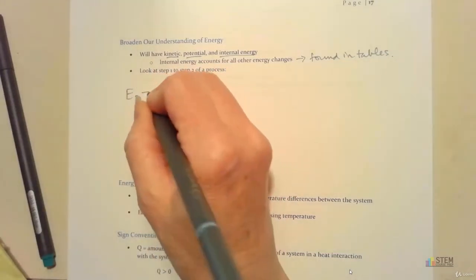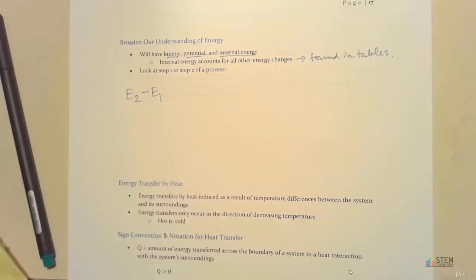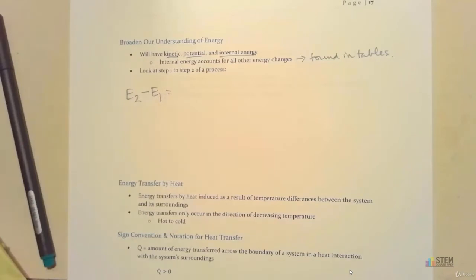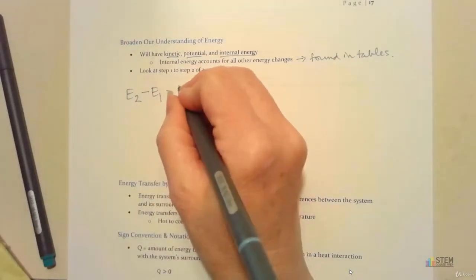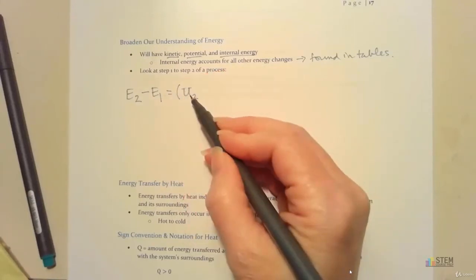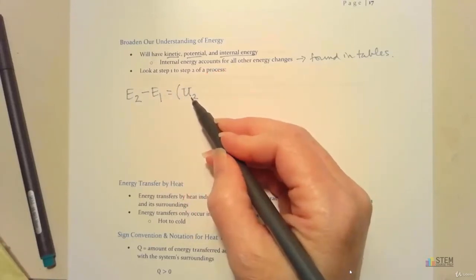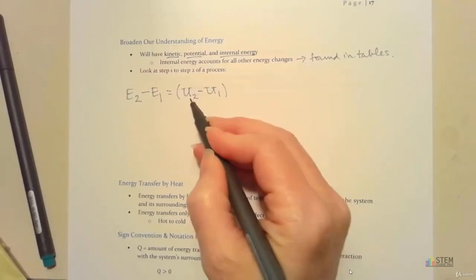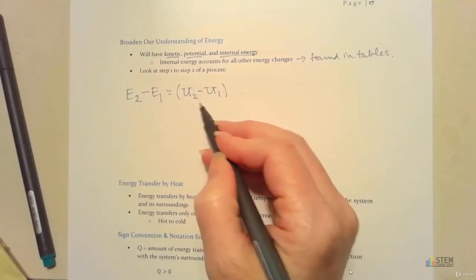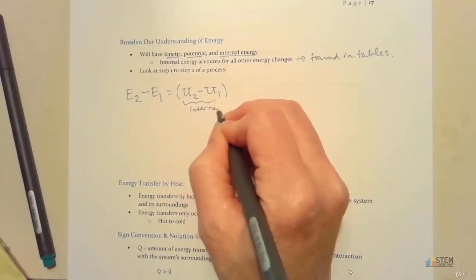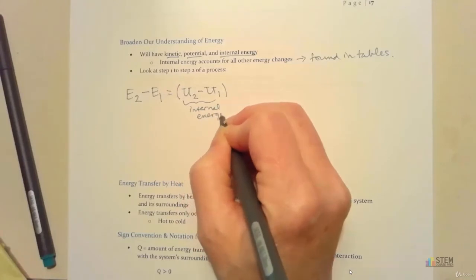So E2 is going to be our total energy, and let's subtract that from E1. That's our change in total energy as we do this process. Now that's going to equal the change in internal energy. These are capital U's. You want to make sure you denote in your notes that those are capital U's because that will matter later on. So we got U2 minus U1. This is the change in internal energy. U's will always be internal energy.